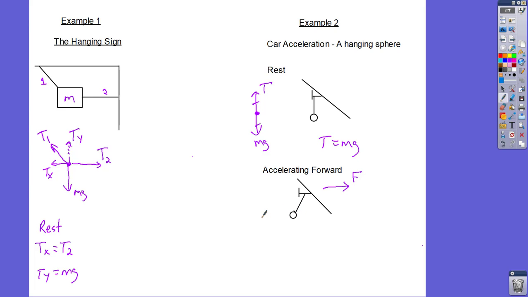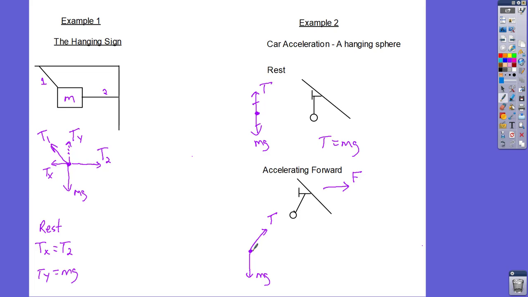So the idea is it has inertia. The windshield and the rearview mirror move forward, and then the ball has inertia, so it kind of lags behind, if you want to think of it that way. And if we look at it in terms of forces, it's pretty clear what has to be going on. We still have that mg force acting downward. Now we have a tension force at an angle.